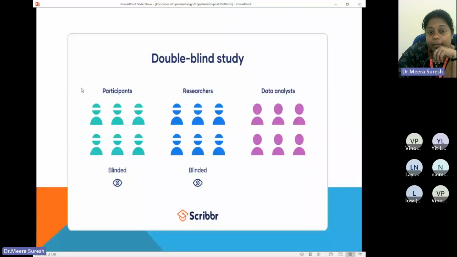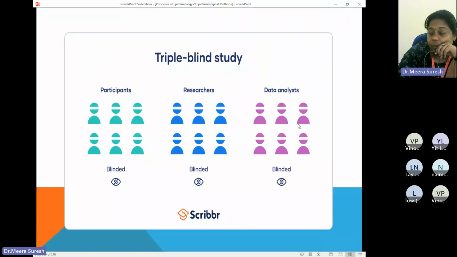And if both the participants and the researchers are blinded, because there is a possibility of observer bias, the researchers shouldn't show any bias from their part, thinking this group of persons is having the medicine and not the other group. So to blind the researchers as well, two groups of people have been blinded, so that becomes a double blind study.